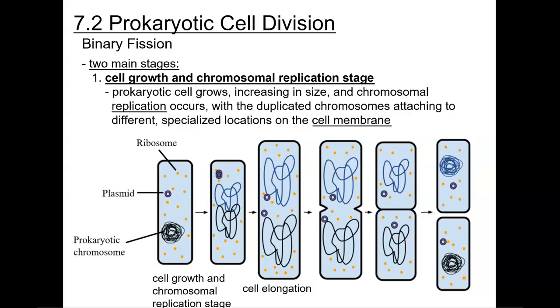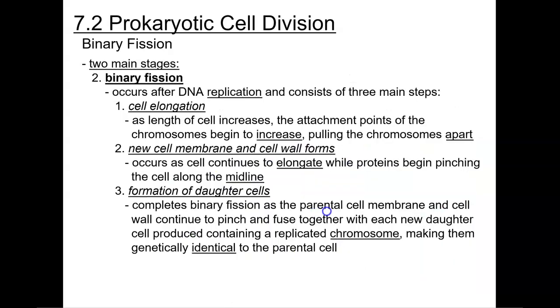There are two main stages of binary fission. First, you have your cell growth and chromosomal replication stage. What happens here is those prokaryotic cells are going to grow, they increase in size, and they double up on everything that's in there. They'll double up on their cytoplasm, and they double up on their chromosome that you see there. They have special locations on the cell membrane that start to form, and then they start to divide from that point.